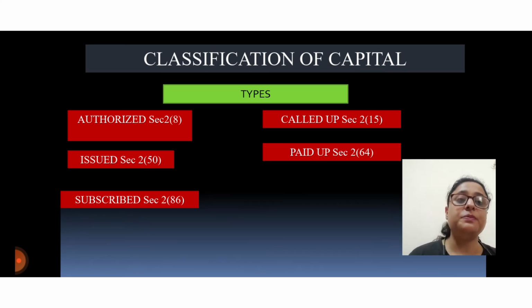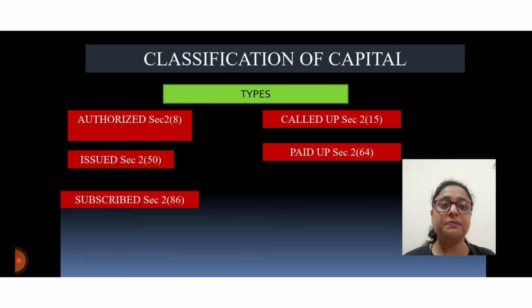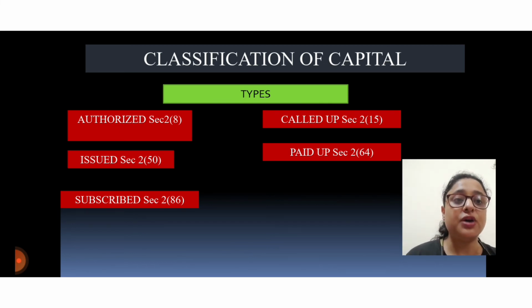So the company will be calling up, please do give the payment against the shares that you have taken from the company. Okay, that is the called up capital. Now comes the paid up capital. When the amount is fully paid against the shares that have been given by the company to the shareholders, that is the paid up share capital.